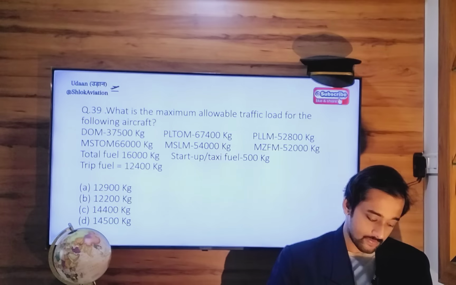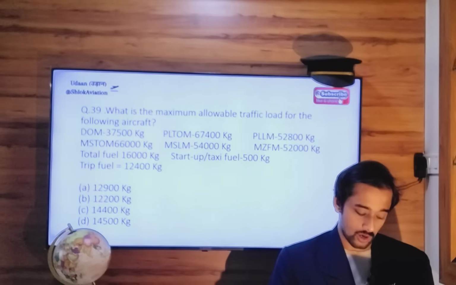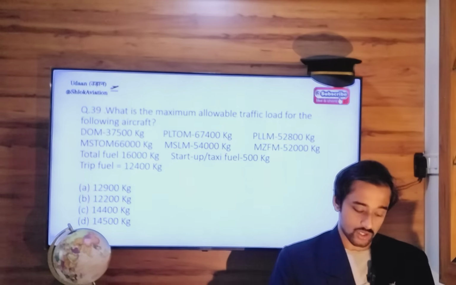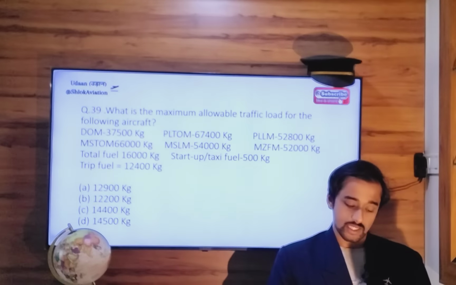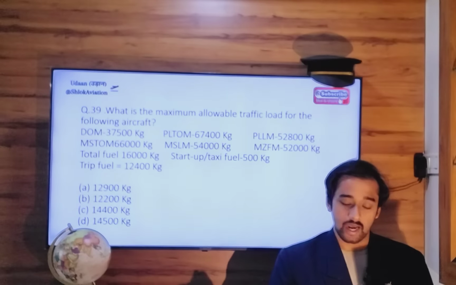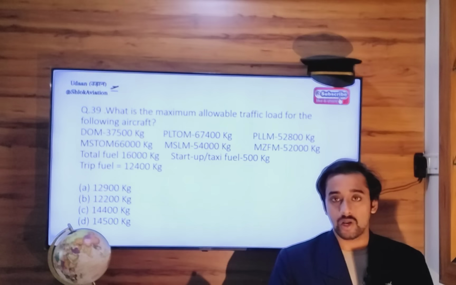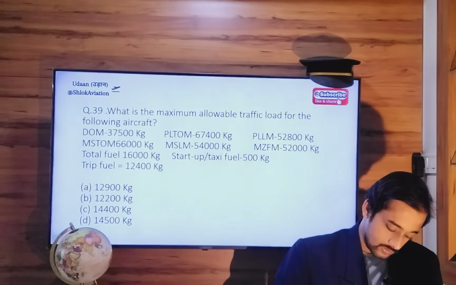Question 39. What is the maximum allowable traffic load for the following aircraft? First, DOM is given to you. Performance limited takeoff mass, landing mass, structural takeoff mass, structural landing mass, zero fuel mass, fuel, startup, and trip fuel are given to you. So let's draw three columns, one for takeoff mass, the second one for landing mass, and the third one for zero fuel mass.